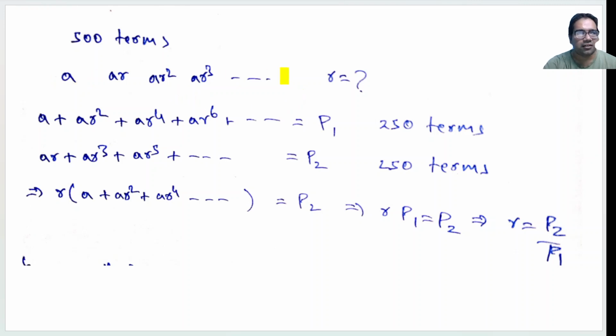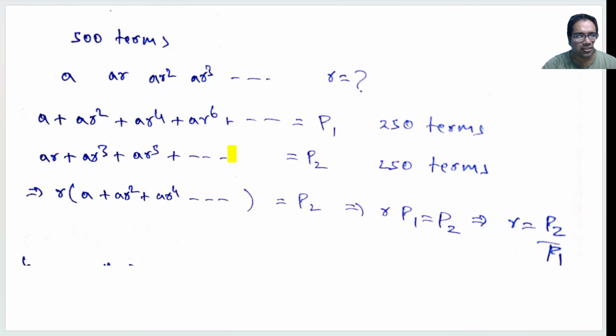Now, if you see a geometric progression, in terms we can write it as A, AR, AR square, AR cube, etc. Here he's saying first term, third term, fifth term, etc. Then what are those? AR square, AR power 4, AR power 6, etc. All 250 terms, 250 will be odd, 250 will be even, right? These 250 terms, the sum is P1. Similarly, the even number terms, that means AR, AR cube, AR power 5, AR power 7, etc. Again, 250 terms, that will be P2.